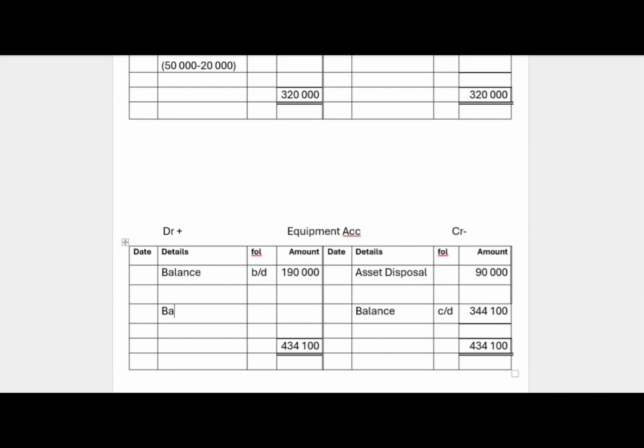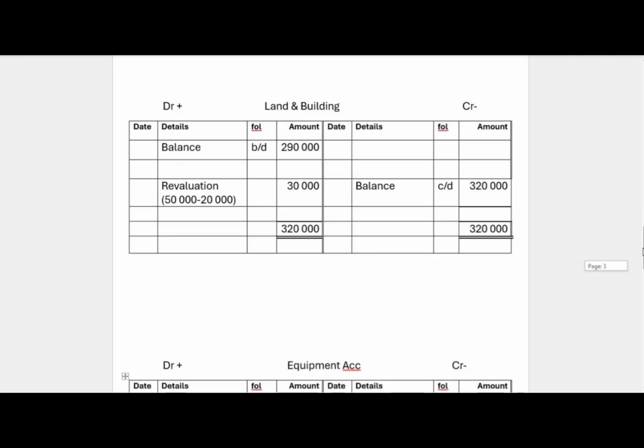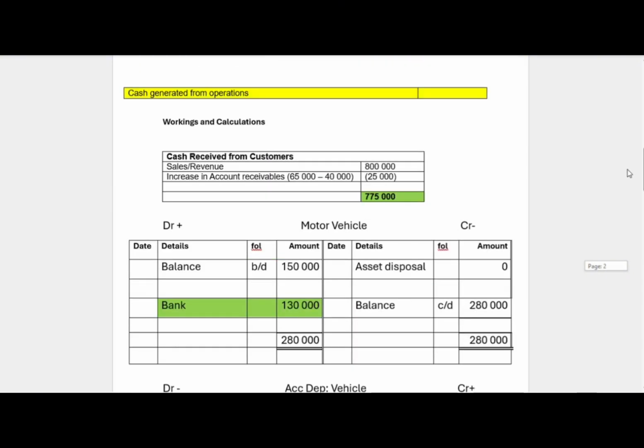So 244,100 is our bank. We bought additional equipment to replace the sold one. Bank of 244,100. Are you guys following right there? And then this will go to our cash flow, right? This will go to our cash flow as replacement of equipment. So let's just take it there quickly.